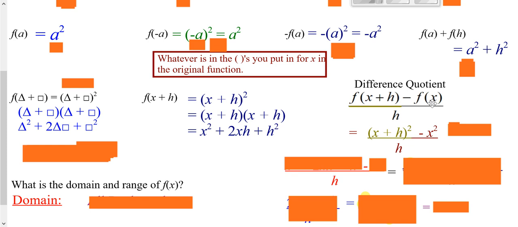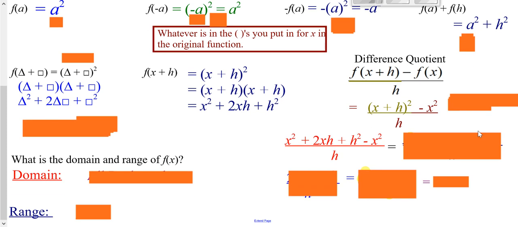Minus f of x, which is our original function, over h. So this right here, we already worked out over here. Now, could you work it out as an x plus h times an x plus h and FOIL it? Yes. You would still get down to this. Bring down what's after our subtraction sign. Now we can go ahead and just simplify this.